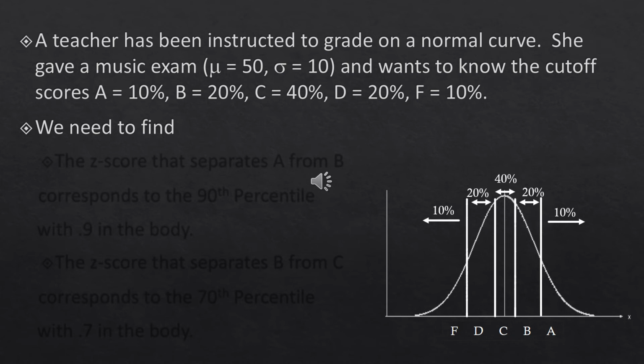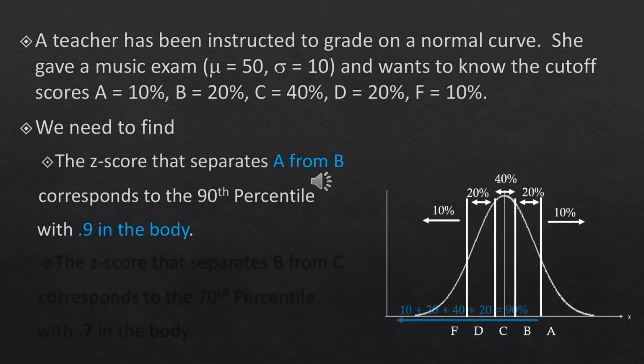So, from what I can see, if an A can only be 10% of the top scores, then 90% of the rest of the distribution is either a B, C, D, or F. And if we turn that around, if an F can only be 10% of the distribution, the lowest part of the distribution, then 90% of the distribution is in the other direction, D, C, B, A.